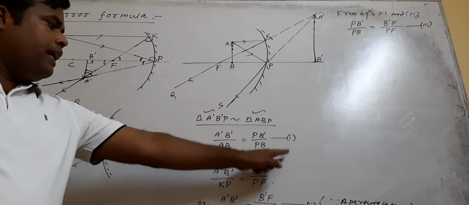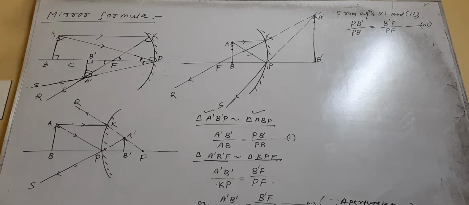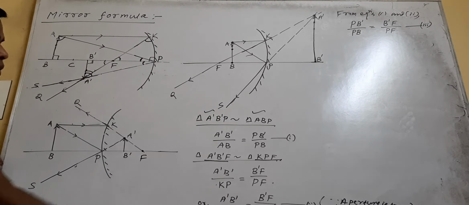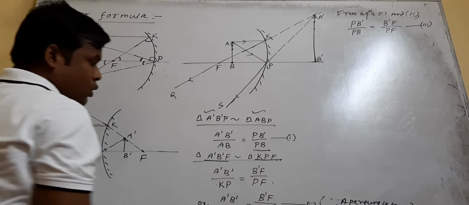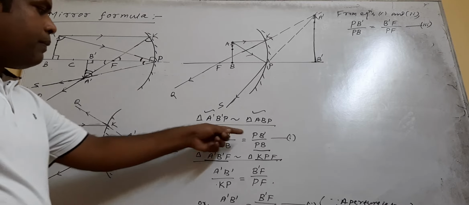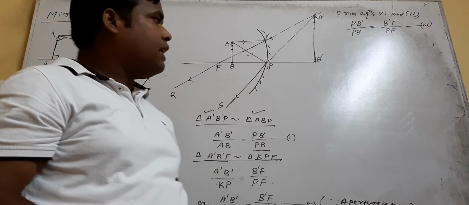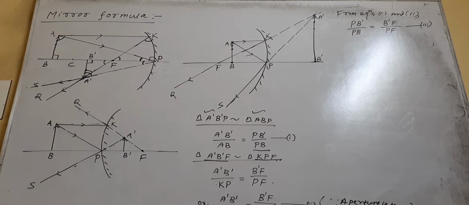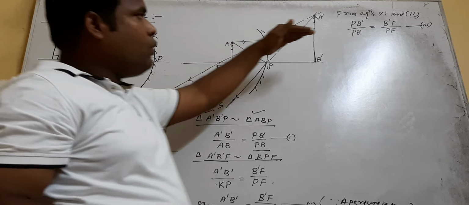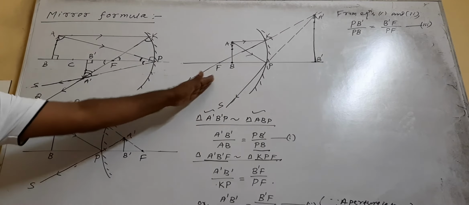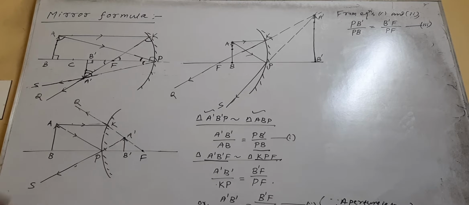So now you compare equation 1 and 2. You see LHS are equal. So definitely RHS will be equal. That means PB'/PB is your B'F/PF. That is your equation number 3. So writing up to equation number 3 is same for all the cases. Then this case also you can verify.